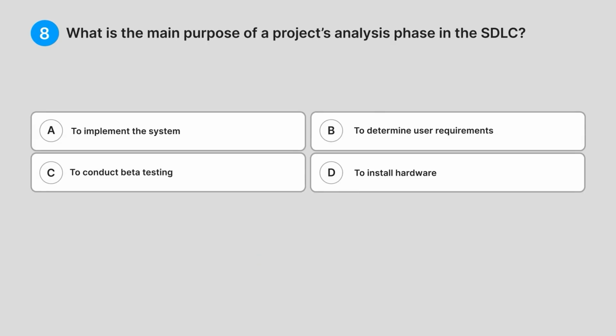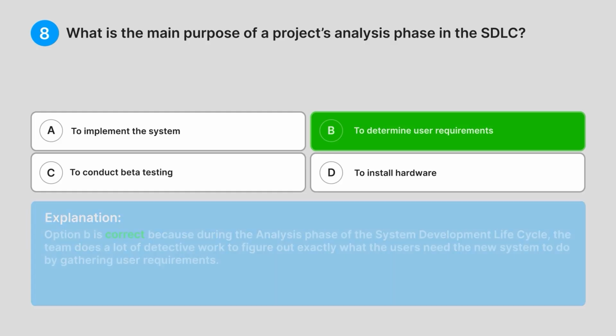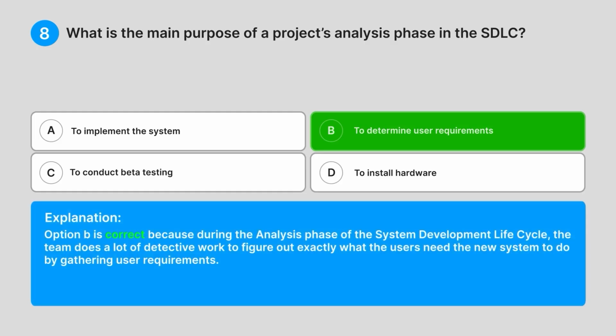Correct answer, B. To determine user requirements. Explanation. Option B is correct because during the analysis phase of the system development lifecycle, the team does a lot of detective work to figure out exactly what the users need the new system to do by gathering user requirements.